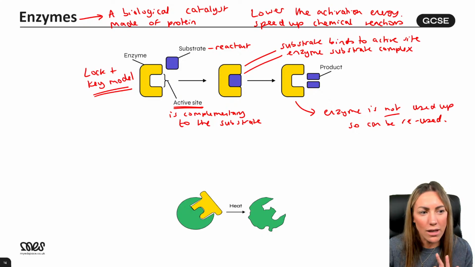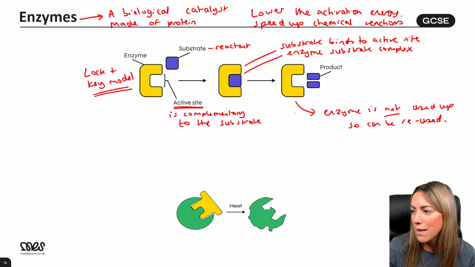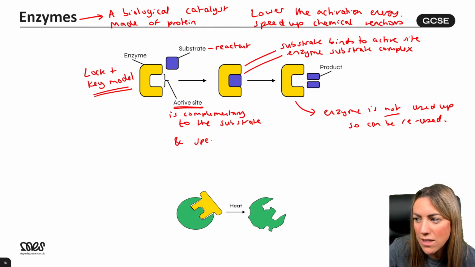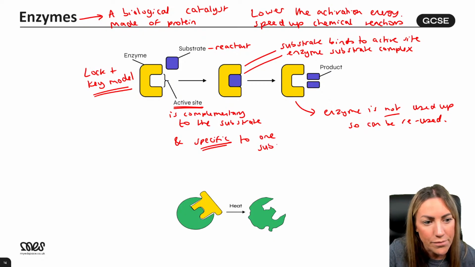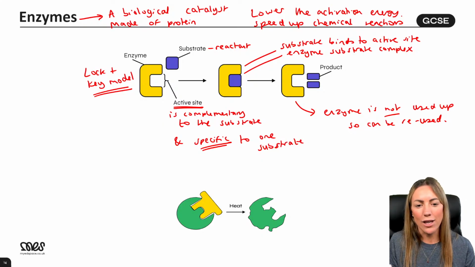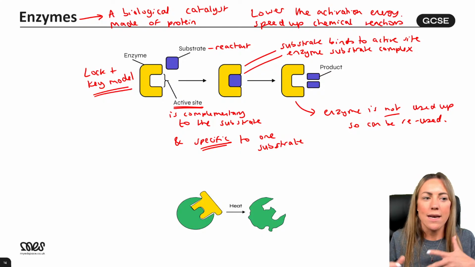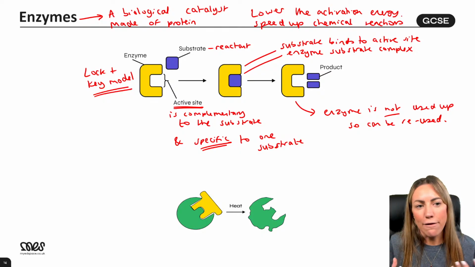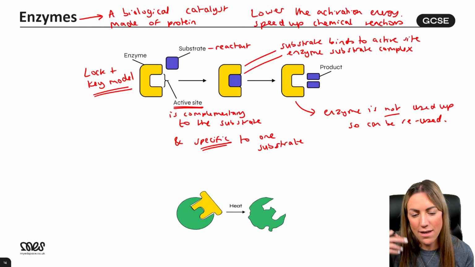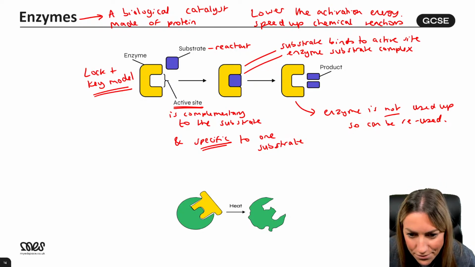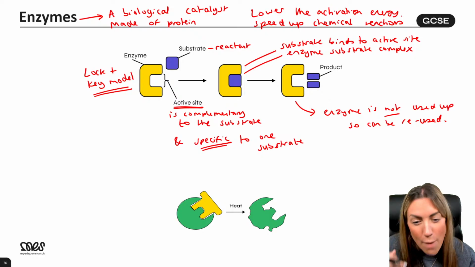Right, so this is called the lock and key model. It's the idea that the active site is complementary to the substrate. And I should say as well, the enzyme is specific to one substrate, which is kind of why we call it a lock and a key, right? A key can only fit into one lock. It can only open one lock. So it's specific to a particular substrate because the substrate binds to the active site. That forms the enzyme substrate complex. And when the reaction occurs, the enzyme is not used up, it's not changed, so it can be used again.